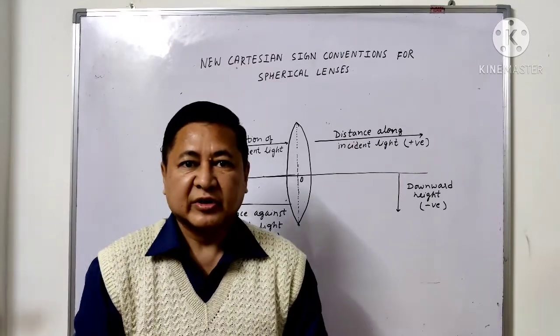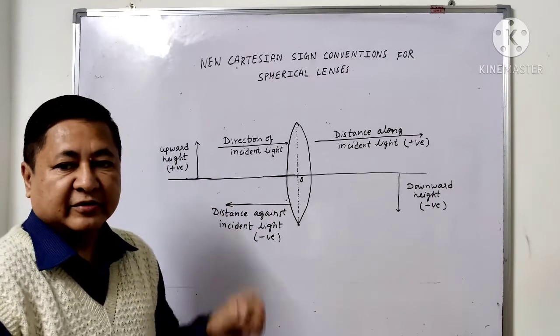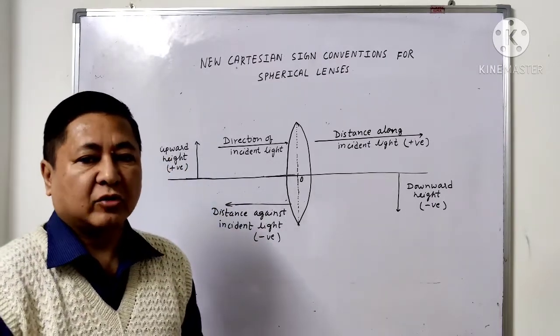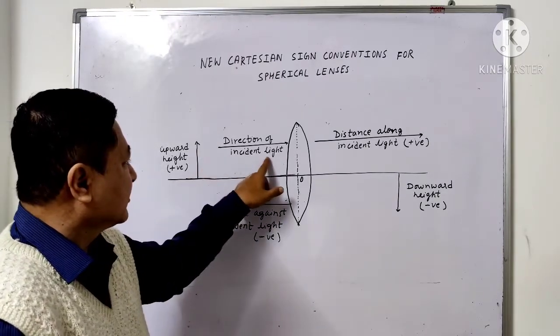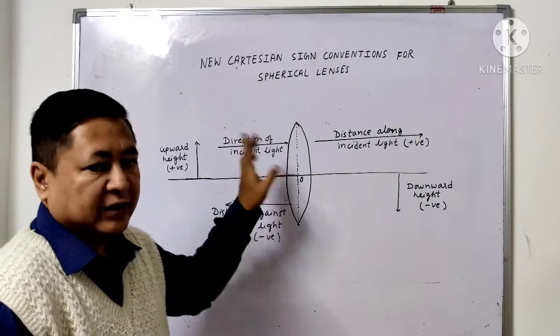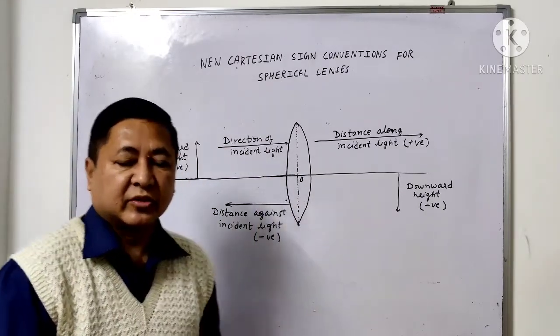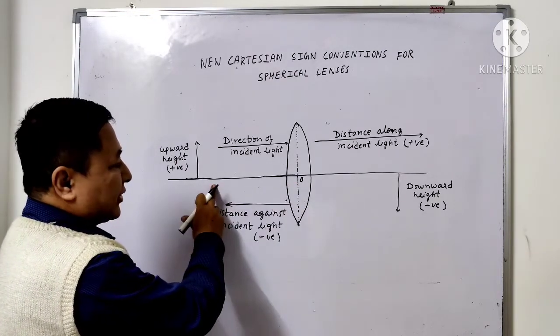Now the object is always placed to the left of the lens. This implies that the light from the object falls on the lens from the left side. So this is the direction of incident light, it is falling from the left side. Now all distances parallel to the principal axis are measured from the optical center of the lens.